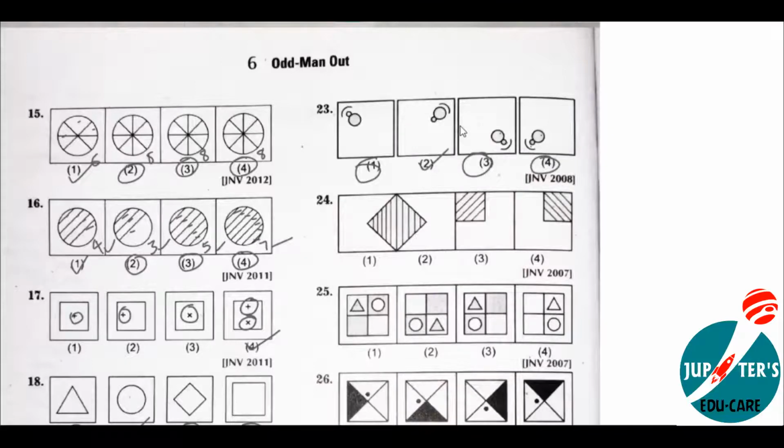In the 24th question, observe carefully, students. In option 1, how many lines do we have? 1, 2, 3, 4 and 5. It is divided. Observe carefully. So in option 1 we have 5 lines. In option 2, 1, 2, 3, 4 lines. In option 3, 1, 2, 3, 4, 5 lines we have. In option 4, 1, 2, 3, 4, 5 lines. So if we observe carefully, in option 1, option 3 and option 4 we have the same number of lines, that is 5. But in case of option 2 we have only 4 lines. So 2 is our answer.